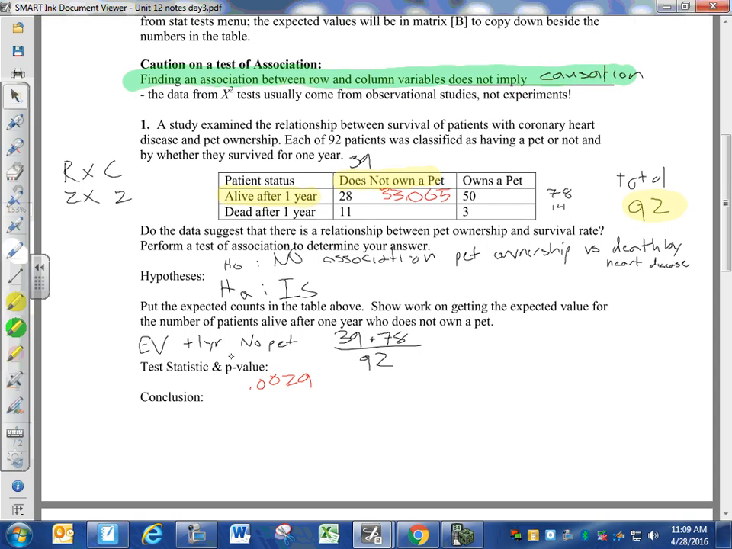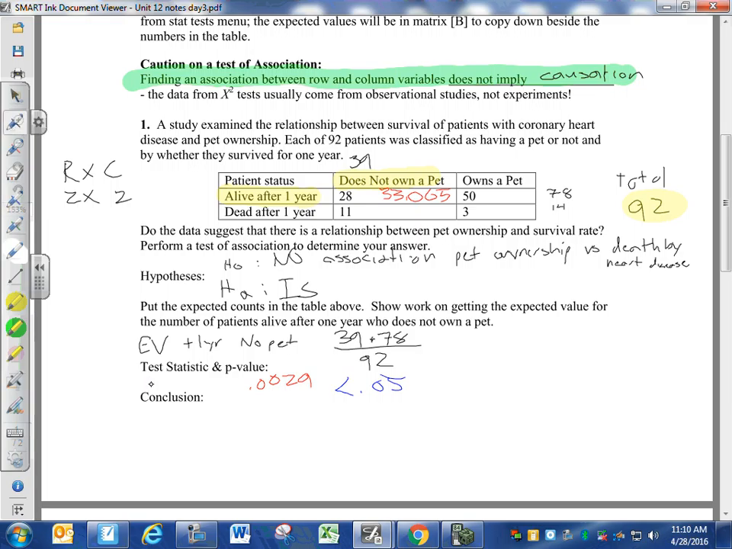Well, we got a small p-value, definitely smaller than a significance level, like 0.05. Small p-value means what? Reject what? Reject the null hypothesis, which means we favor our alternative. There is an association between pet ownership. Exactly. We reject the claim that there's no association, which means we are favoring that there is an association between the two.